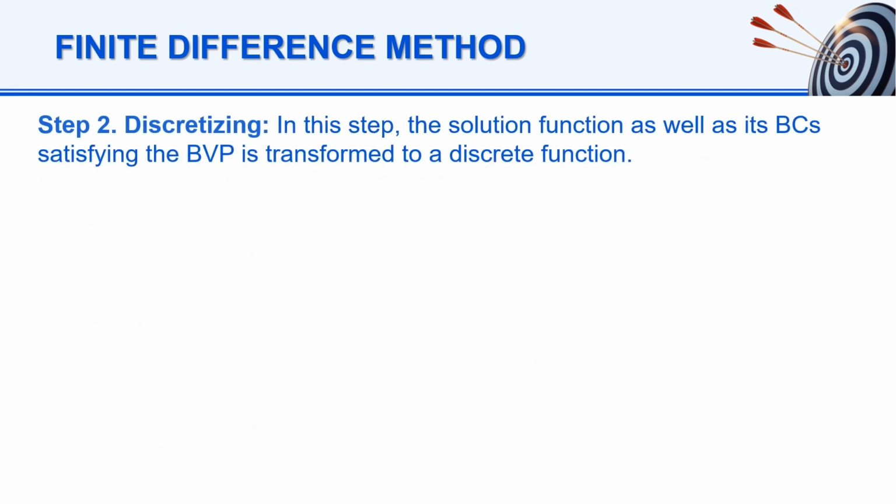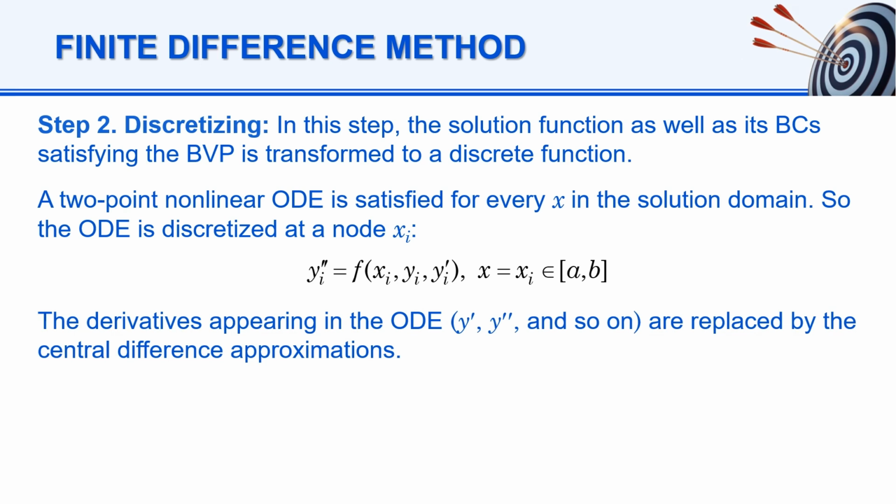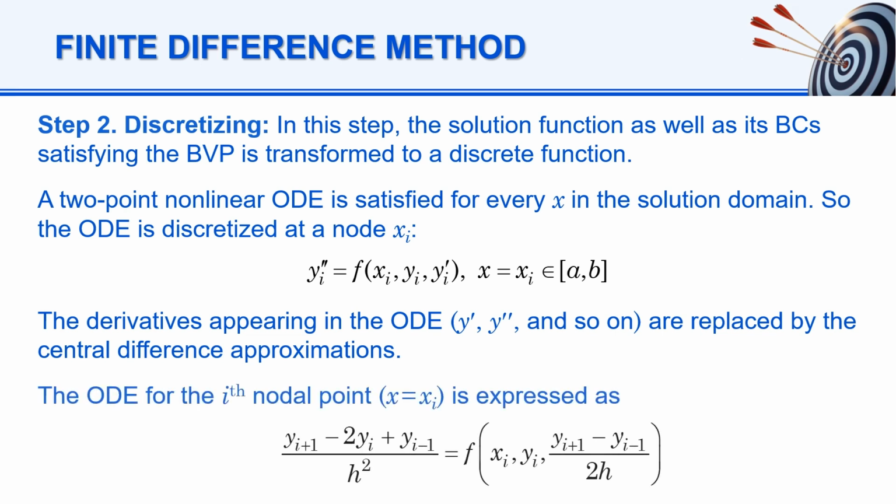Step 2. Discretizing. In this step, the solution function as well as its boundary conditions satisfying the boundary value problem is transformed to a discrete function. A two-point nonlinear ordinary differential equation is satisfied for every x in the solution domain. So the differential equation is discretized at a node x_i. The first and second derivatives appearing in the differential equation are replaced by the central difference approximations. Then the ordinary differential equation for the ith nodal point, x equals x_i, is expressed as follows.